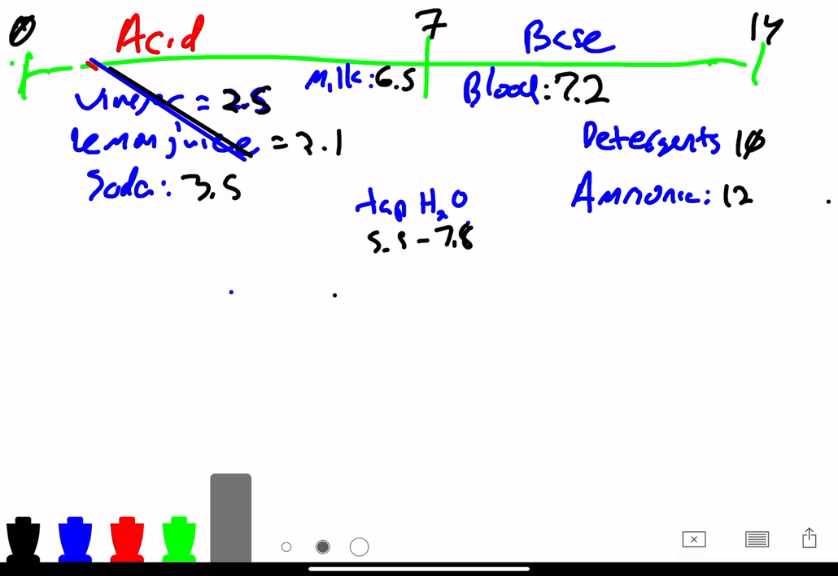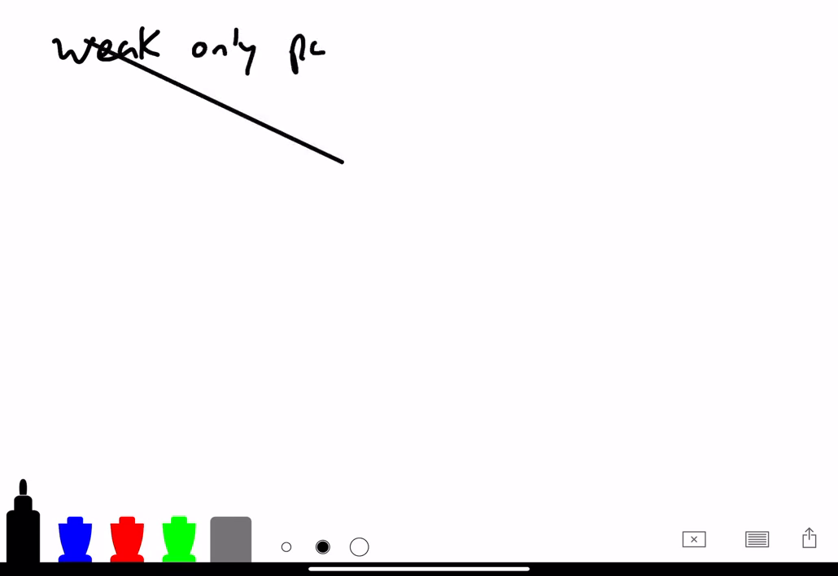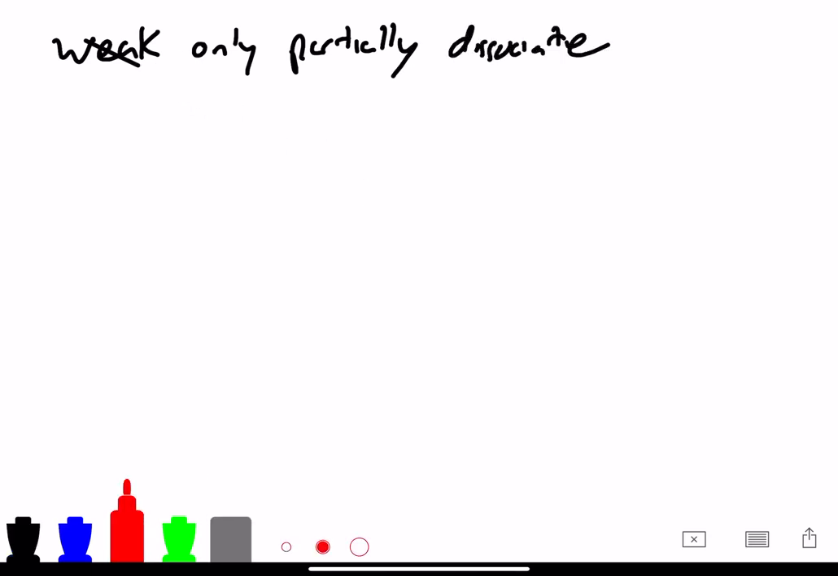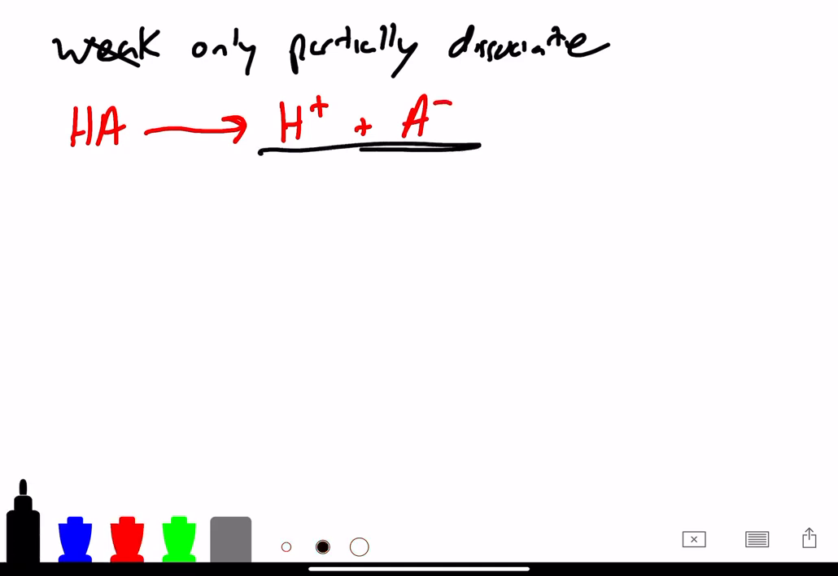So we talked about weak acids and how they only partially dissociate in solution. Strong acids dissociate to form products entirely. Weak acids only partially dissociate. So what that looks like, if we have a chemical reaction, HA gives H plus and A minus. The concentrations of these two products are fairly small compared to the concentration of HA in solution.